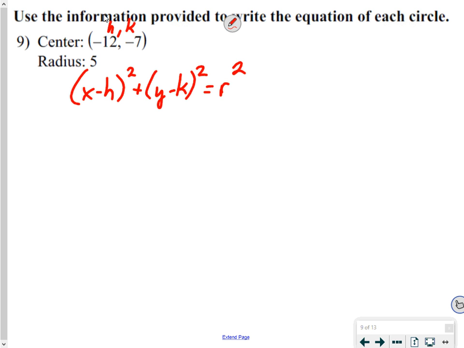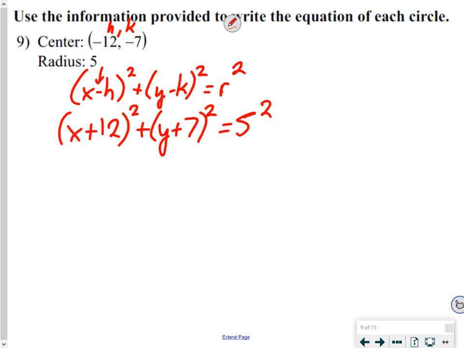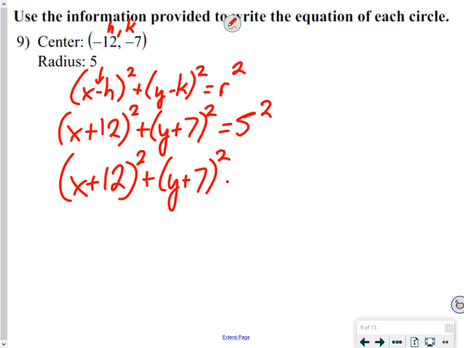So now we just got to plug in what we know. Instead of writing minus and negative, I'm just going to write a plus. So x plus 12, that quantity squared, plus the quantity y plus 7 squared equals 5 squared. You don't have to rewrite the whole thing. You could just do 5 squared and get that equation. I'm just showing you how we get everything. So that's how we get our final equation, which equals 25.